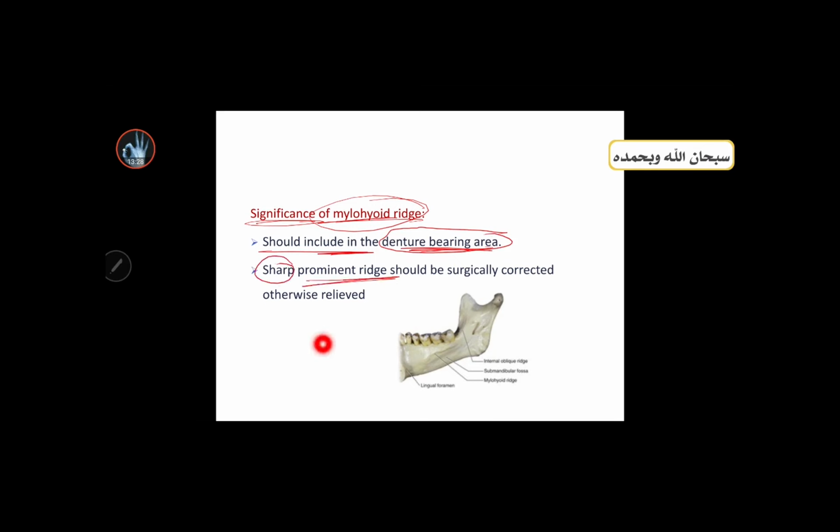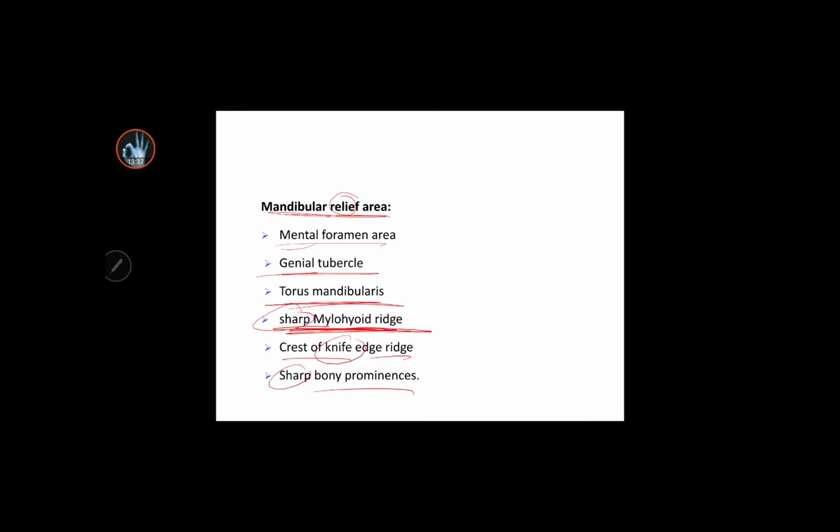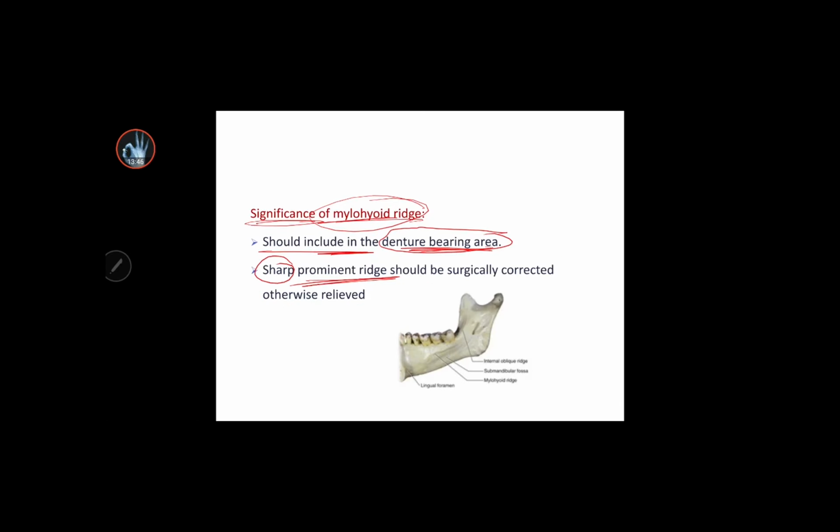A sharp prominent ridge we will talk about in the relieving structures. Notice that at the beginning we mentioned the sharp mylohyoid ridge quickly under relieving structures. We will talk about it in the next lecture. If there is a sharp prominent ridge, it should be surgically corrected, otherwise relieved. So if it is very sharp we remove it, or if it is small we just make a relief.